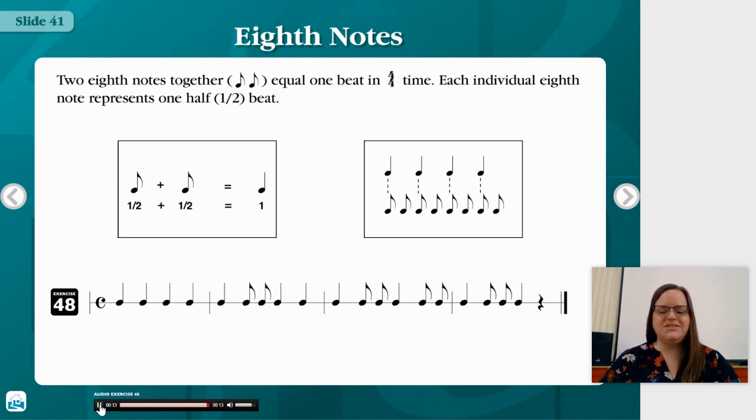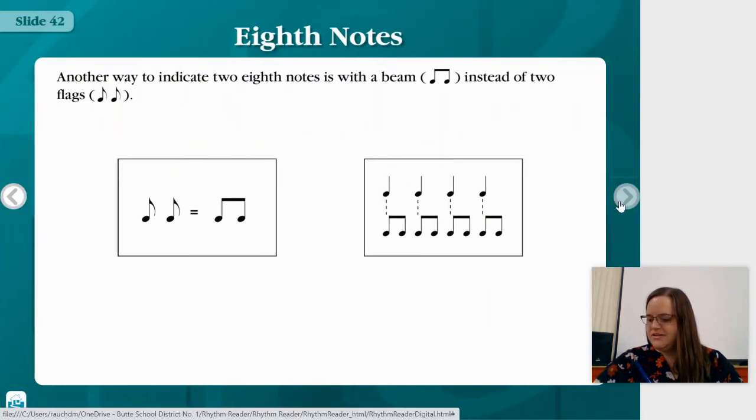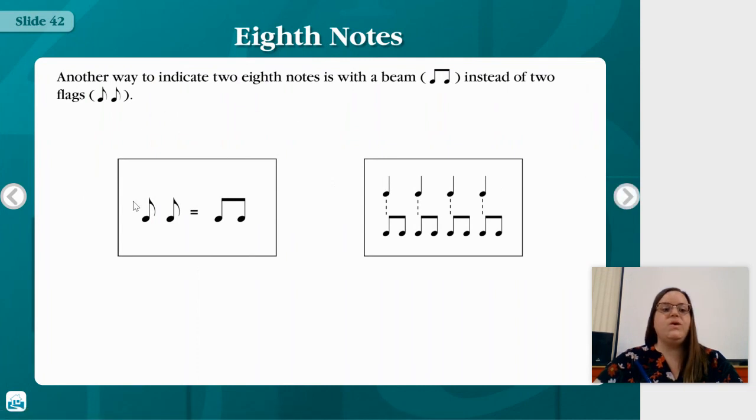Let's try that together, just in case. Ready? Here we go. And ta, ta, ta, ta, ta, ti, ti, ta, ta, ta, ti, ti, ta, ti, ti, ta, ti, ti, ta. All right, so that's how that one goes. We're going to go on to the next number.